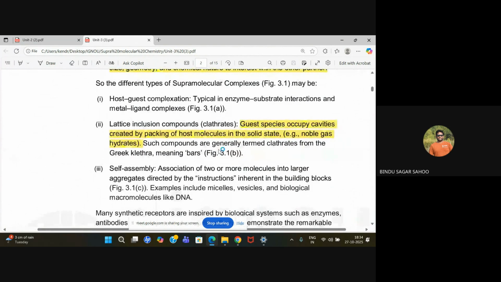The host-guest complex is typically, for example, an enzyme-substrate complex. And in lattice inclusion compounds or clathrates, gas species occupy the cavities created by the packing of host molecules in the solid state. These are created by the noble gas hydrates. Clathrate means just like bars.